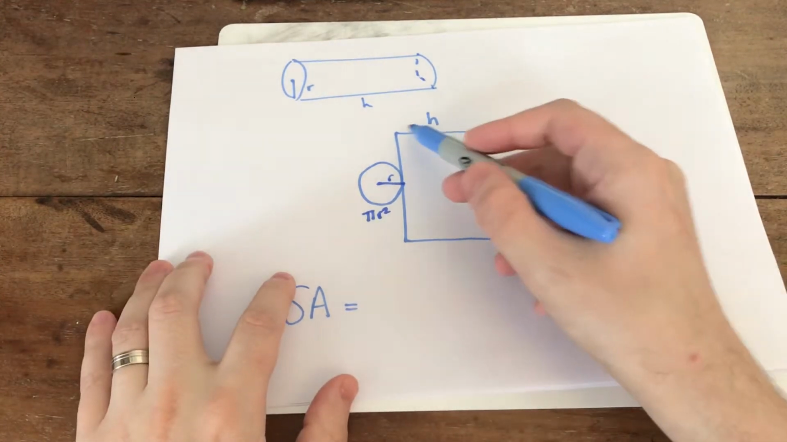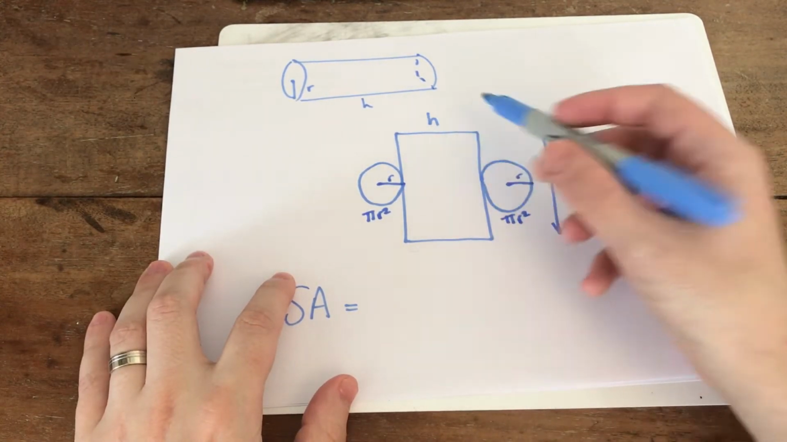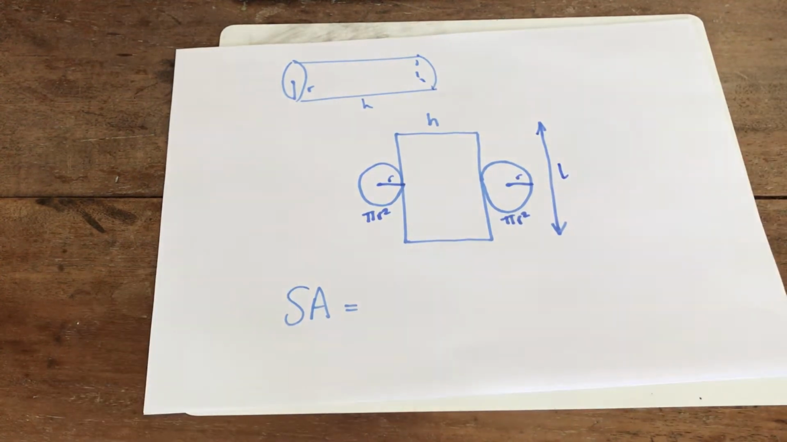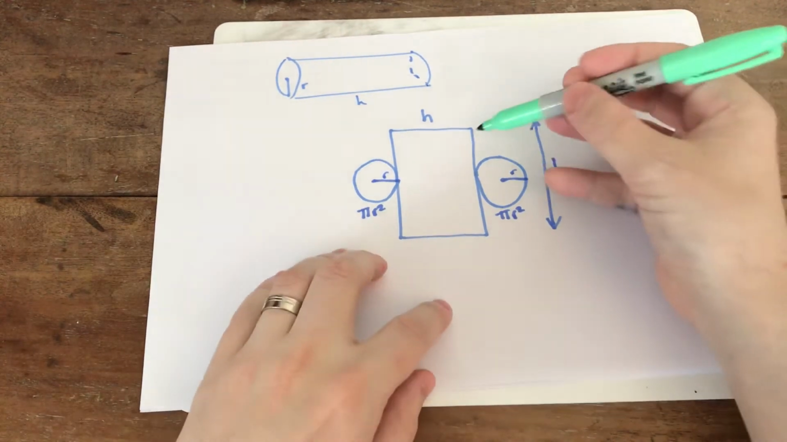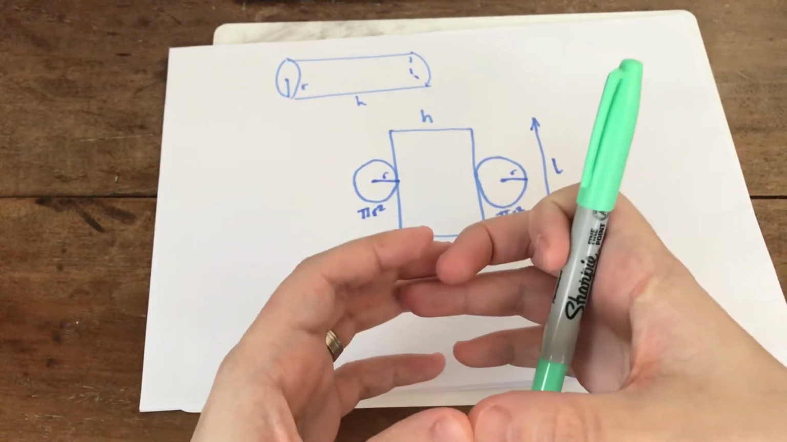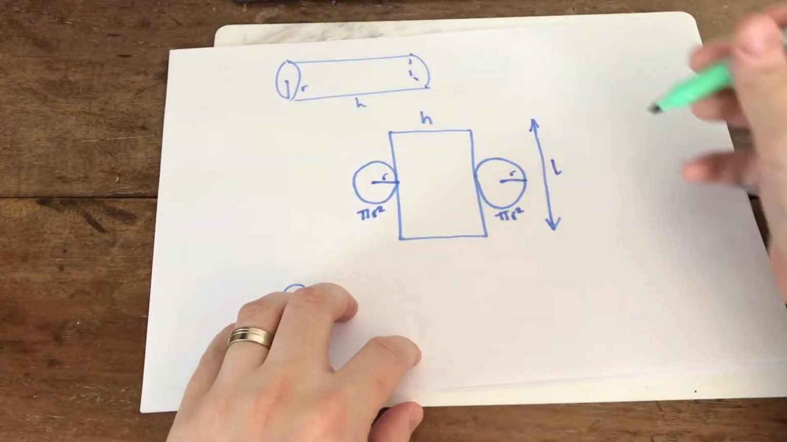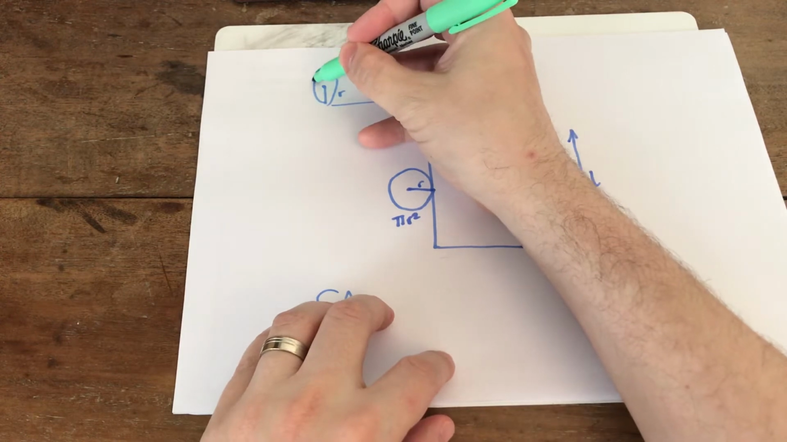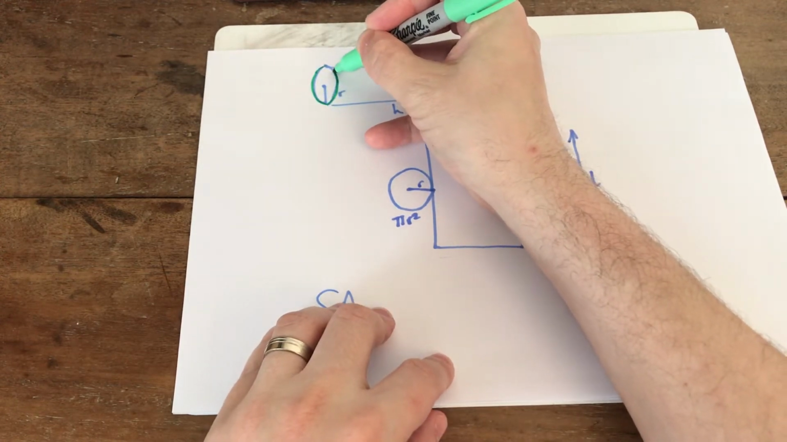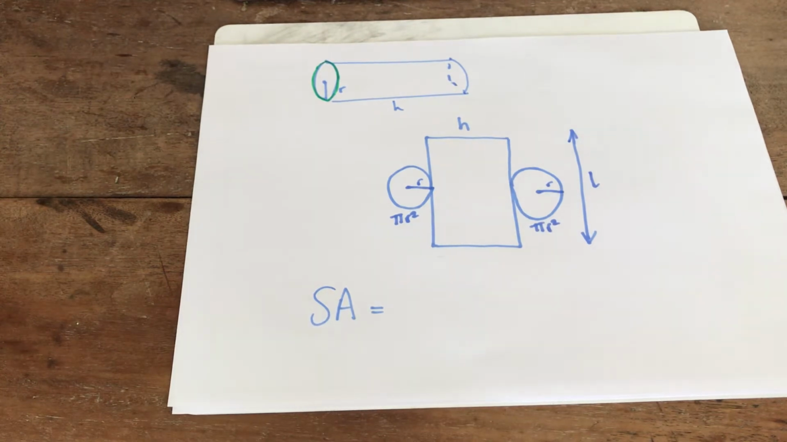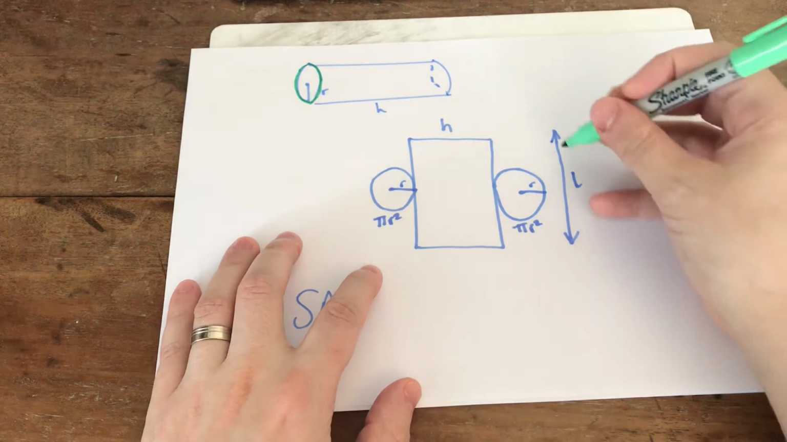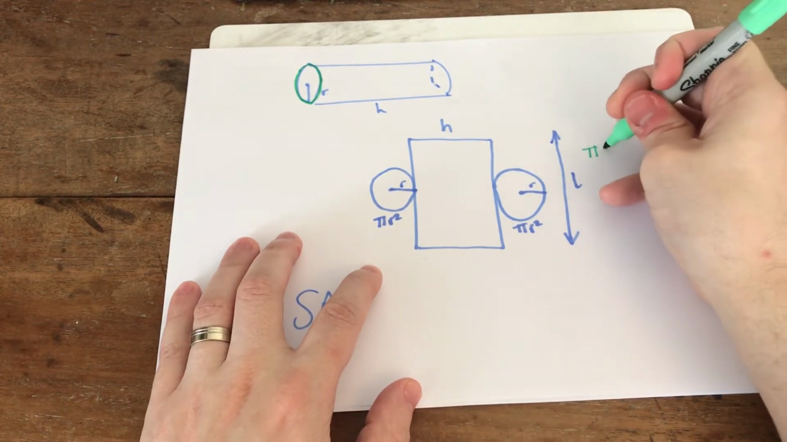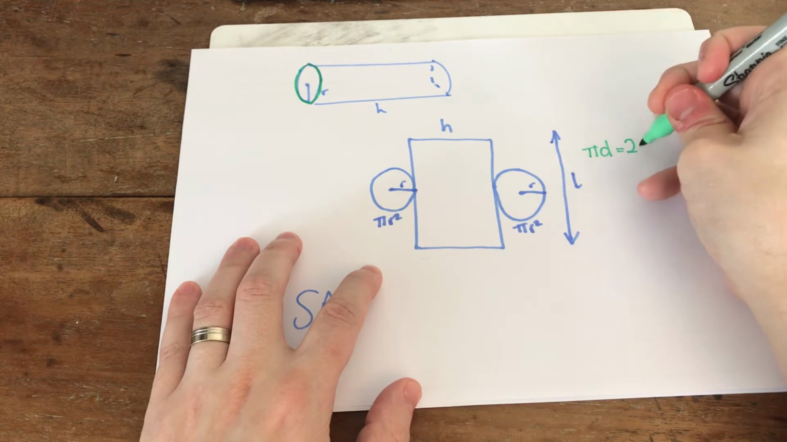Now, to work out the area of this rectangle, we have to do height times length. We have to think about what that length would be. When that rectangle is curled up to give you a cylinder, that curved side goes all the way around the outside of a circle, and that curved side would be our circumference. So we would say that the length is pi d, or 2 pi r.